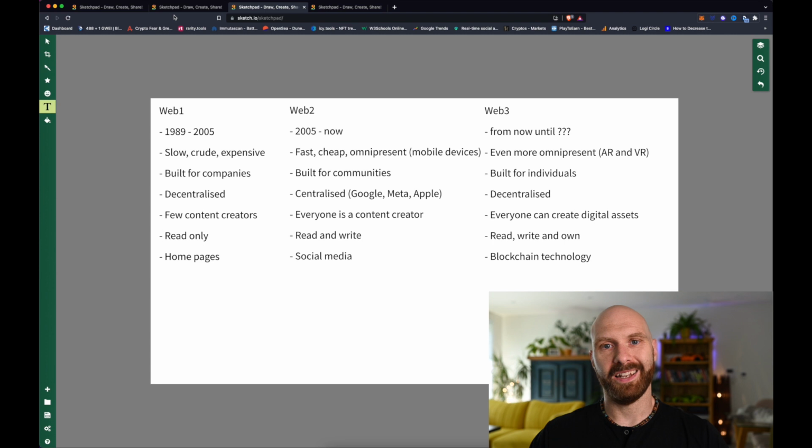Web 1 was built largely for companies. Especially in the early days, not many individuals could really afford it, or even if they could afford it, there wasn't much incentive to use the internet. However, the companies could actually benefit from it, either by using email or transferring data and so on.